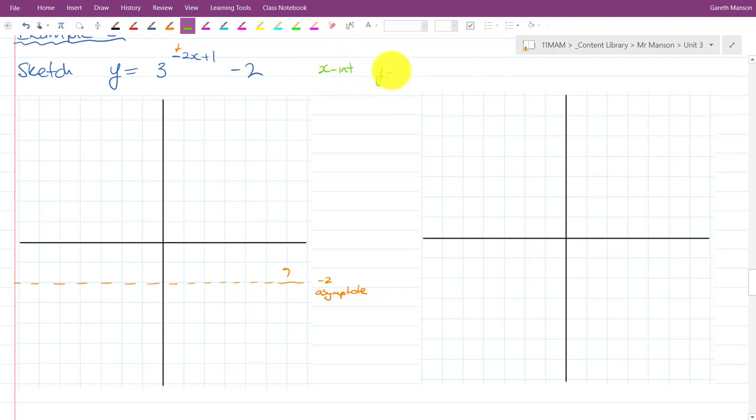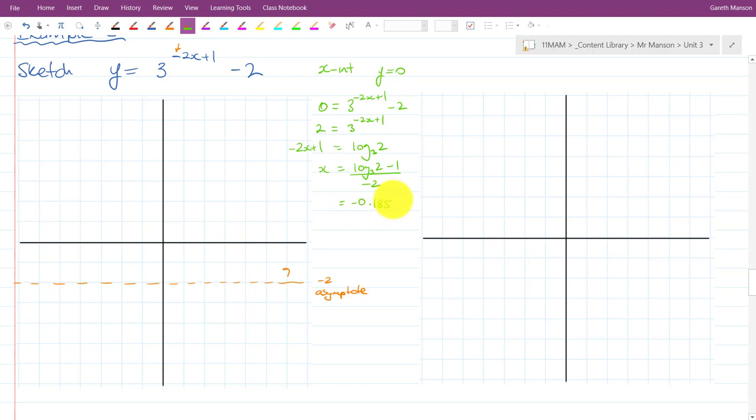And so we get 0 equals 3 to the power of -2x plus 1, minus 2, which means 2 equals 3 to the power of -2x plus 1, which means that -2x plus 1 equals log base 3 of 2, and that means that x is equal to (log base 3 of 2 minus 1) over -2. And so putting that quickly into a calculator, I get x is equal to -0.185. And so I can actually plot that on there.